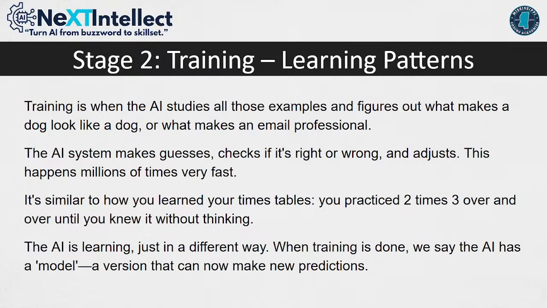Then in the training phase, the AI has studied all the previous examples and found out what makes a dog look like a dog, or what makes an email a professional one versus not professional. The AI system makes guesses with new images given to it, is able to make those predictions and test in its training if it got it right or wrong, and then it adjusts.